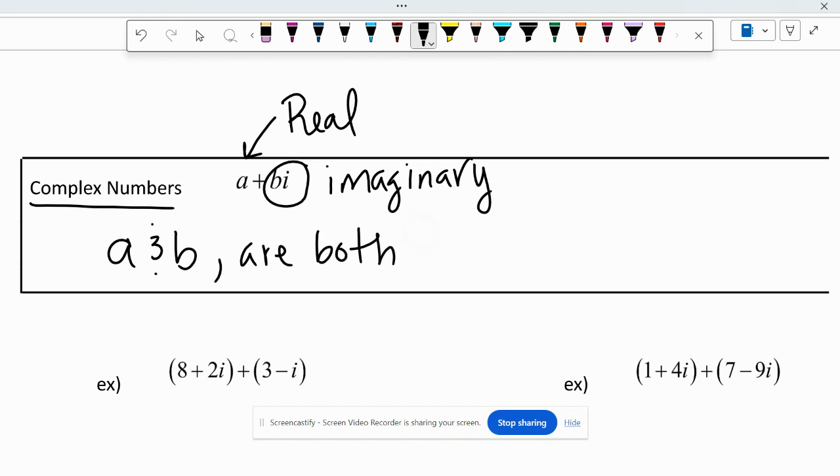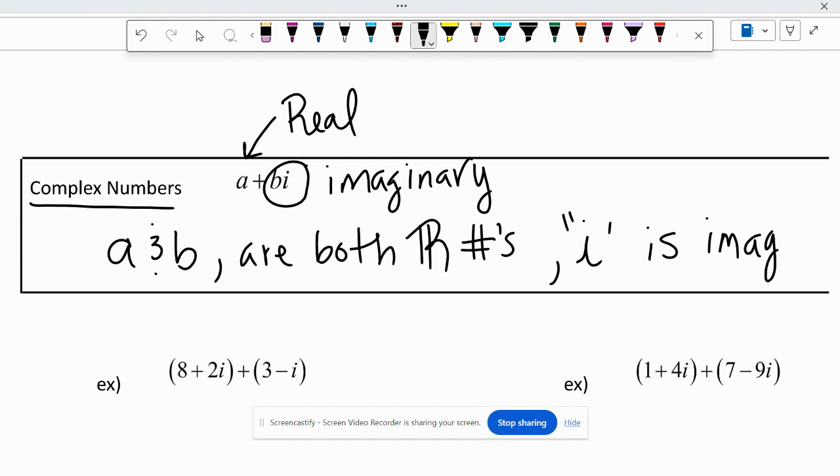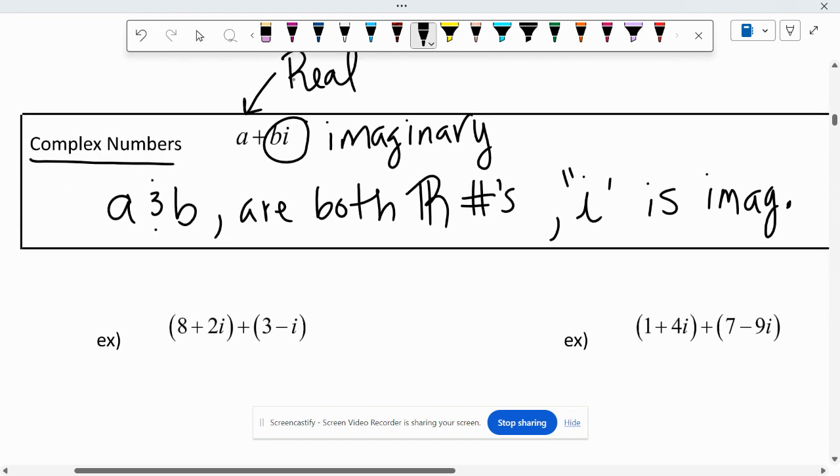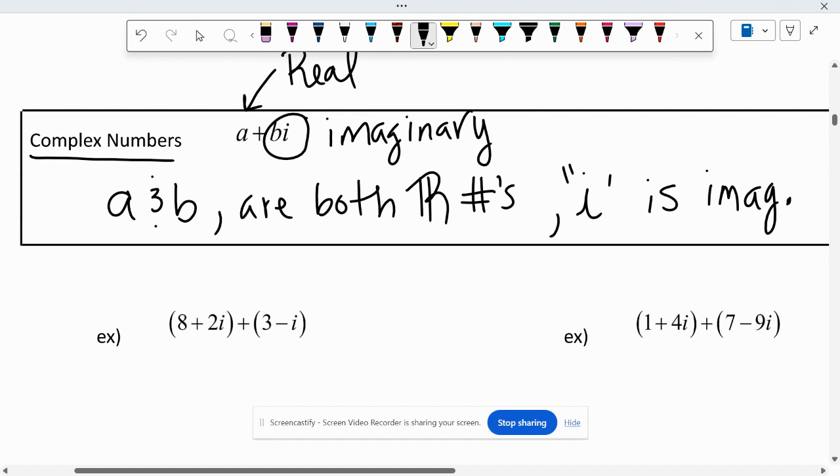I'm going to write that they are both real numbers, using the abbreviation for real numbers. a and b are both real numbers, but b is being multiplied by the imaginary unit, right? So i is the imaginary part. Just like when you learned how to combine like terms, you can't combine a real number with an imaginary number and vice versa, right? So when I think about this, they're joined by a plus sign.